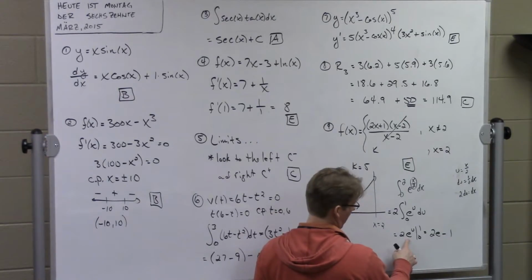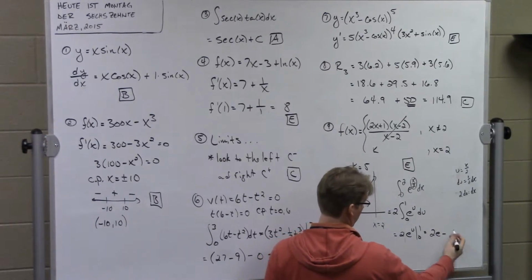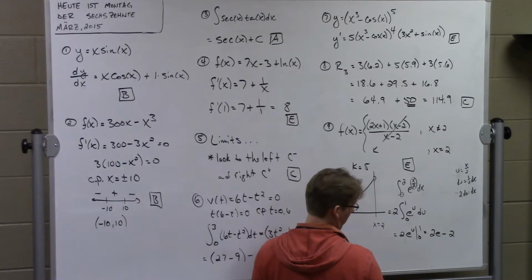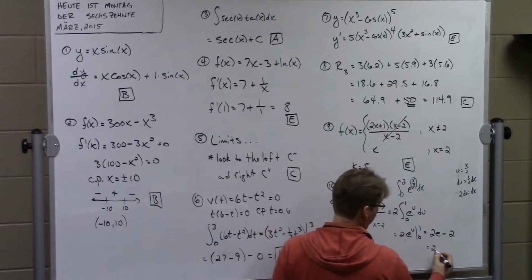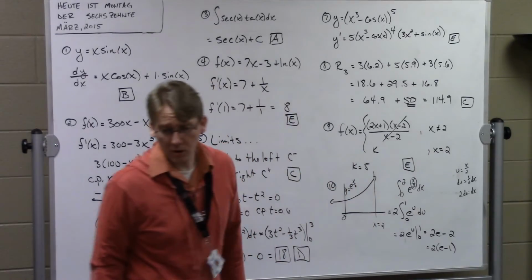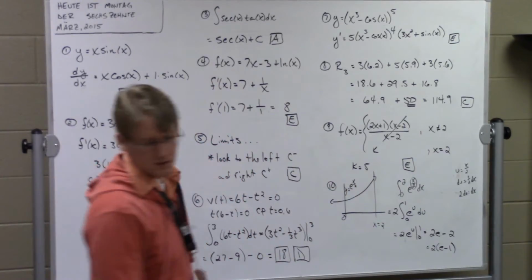Stick in 1, then 0. e to the 1 is e, and e to the 0 is 1. They may have done this. I don't know which answer they chose to give you. It's A, so they gave 2e minus 2, that one's A.